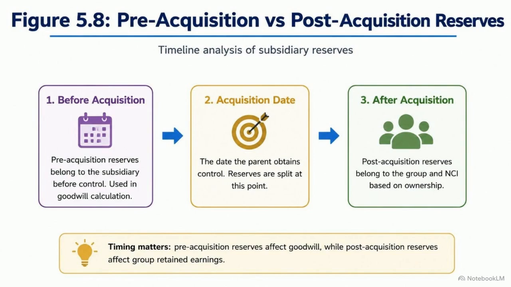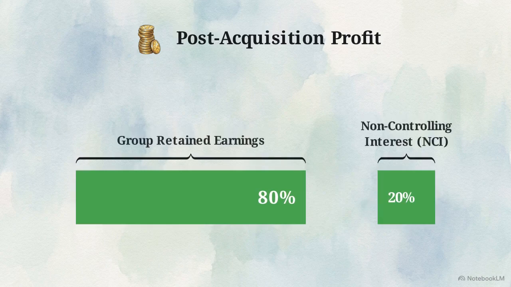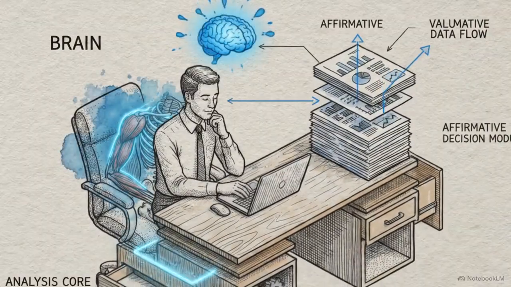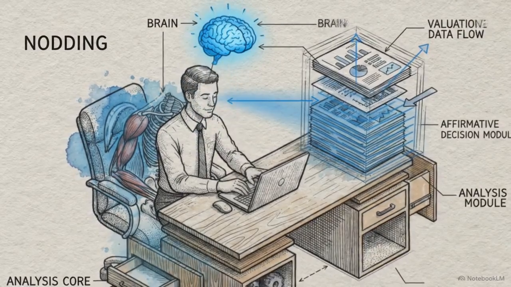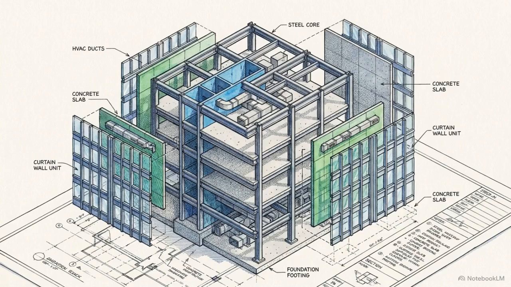Post-acquisition reserves represent profits generated after control was obtained. These are the only profits actively split between the group's retained earnings and the non-controlling interest based on their ownership percentages. Accidentally mixing pre- and post-acquisition reserves will mathematically overstate the parent company's operational profit. Step 3 calculates goodwill. In reality, parent companies rarely pay exactly what a subsidiary's paper assets are actually worth. A parent may pay a premium for unquantifiable advantages like reputation, customer loyalty, or a skilled workforce. This excess value is positive goodwill.